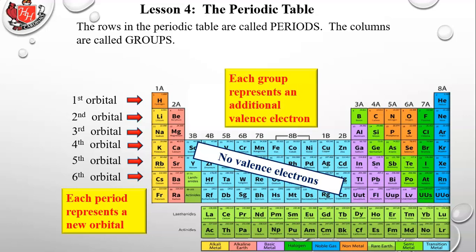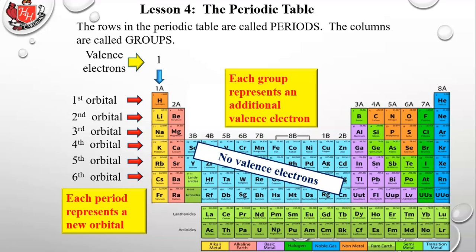So each group, that's each column, represents an additional valence electron. So hydrogen in the first column has 1 valence electron. That is 1 electron in its outer orbital, which is its first orbital. If you go down to the next row, that's lithium, Li, its valence orbital is the second orbital, and it has 1 electron in its second orbital. We just said that. It has 2 in the first and 1 in the second.